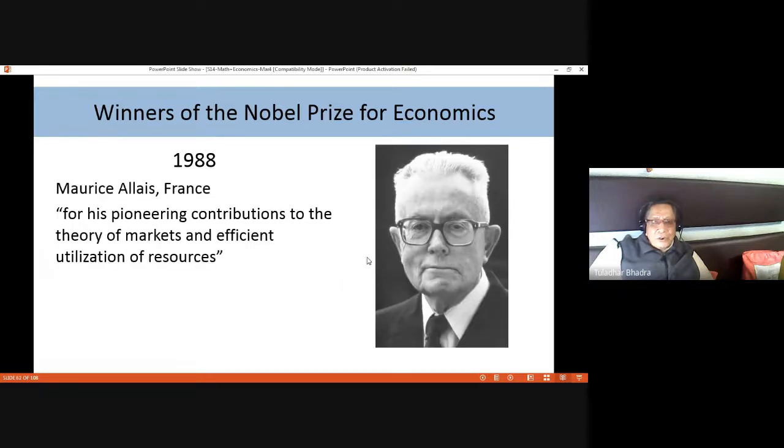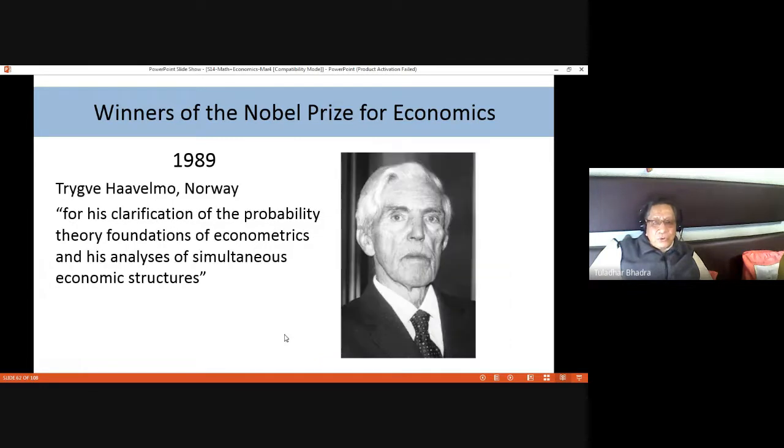And 1988, Maurice Allais from France, for his pioneering contribution to the theory of markets and efficient utilization of resources. 1989, Trygve Haavelmo from Norway, for his clarification of the probability theory foundations of econometrics and his analysis of simultaneous economic structures. More mathematics.